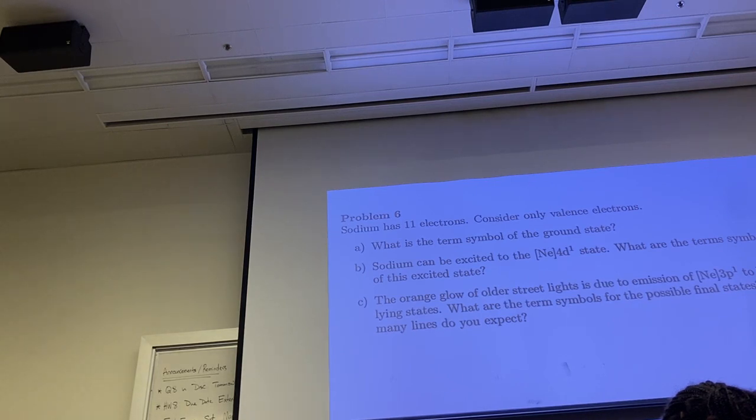The little j equals L plus s. There's only one combination I can make, which is 1/2. That's why 1/2 goes right here. And the multiplicity is 2s plus 1, which is 2. So that is the term symbol.